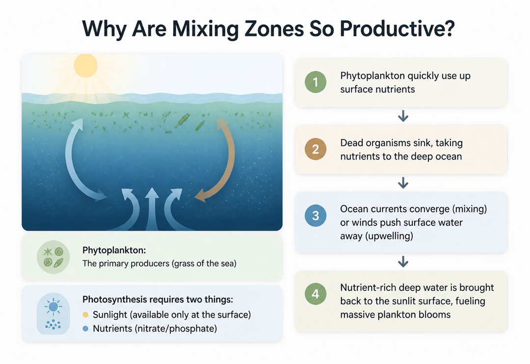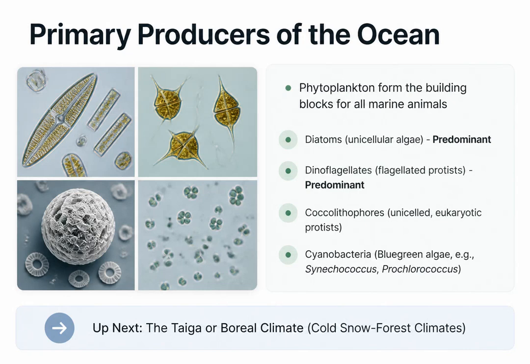When cold and warm currents collide, or when cold surface water sinks at high latitudes, it forces the deep, nutrient-rich water back up to the sunlit surface. This constant recycling of nutrients fuels massive plankton blooms, which feeds the entire marine food web. These phytoplankton are the absolute foundation of ocean life.